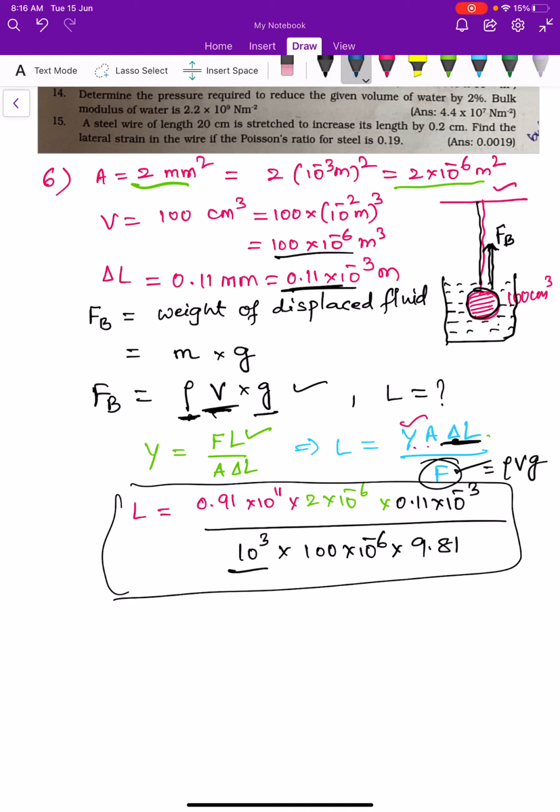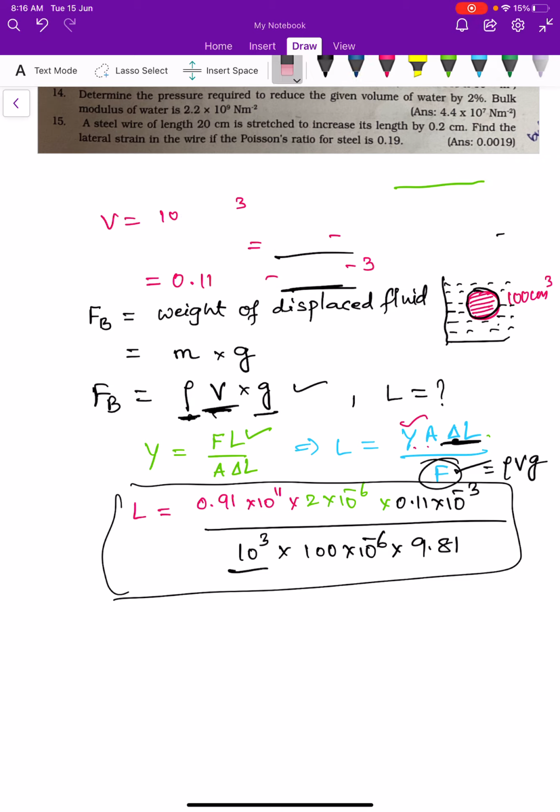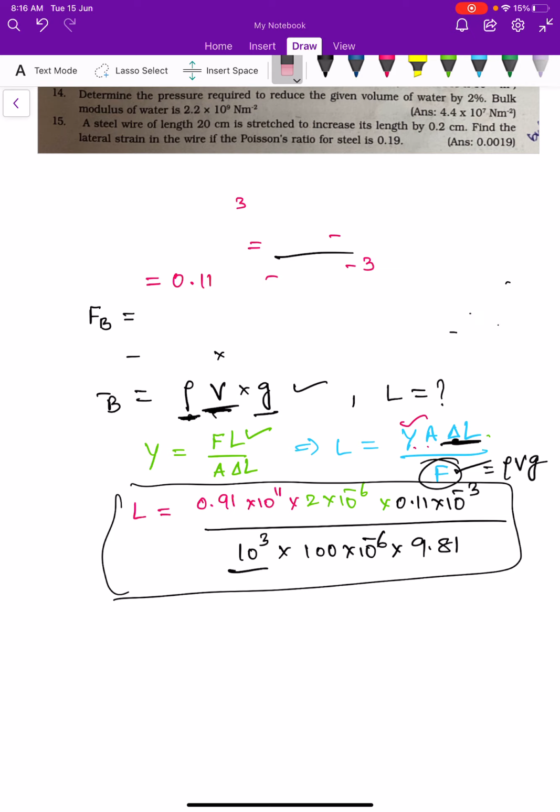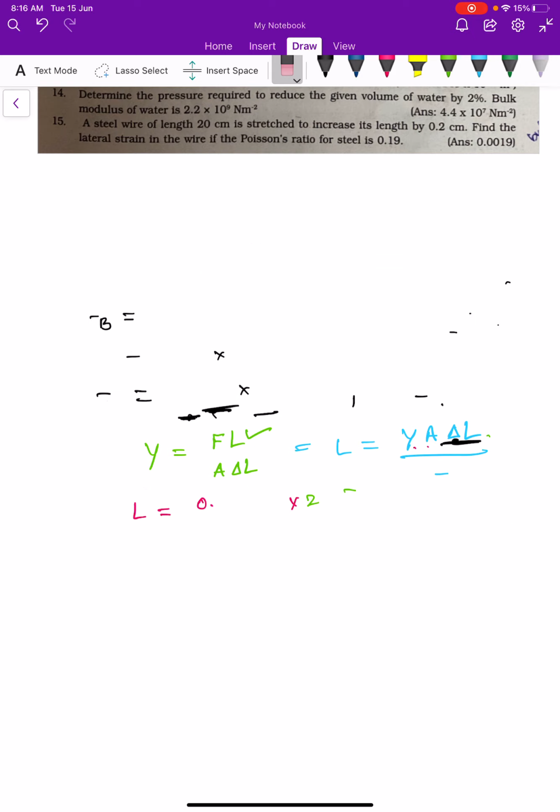Now I am going to discuss the next problem, problem number 15. The problem is: a steel wire of length L equal to 20 centimeters is stretched to increase its length by 0.2 centimeters.